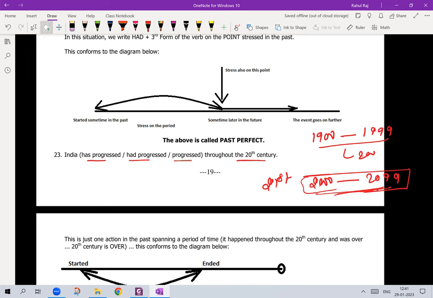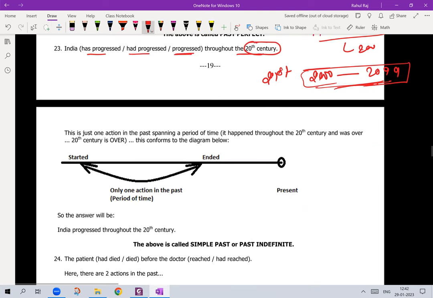So India progressed throughout 20th century. So 20th century is just one point of time in the past. So it's a simple past. You can't say India has progressed. Has progressed means till now. But we are only talking about 20th century. We are talking about till 1999. Had progress, there's just one action in the past, so we can't use had progress. So this is wrong. So progressed, that's a simple past. Is this clear? Anyone in doubt?